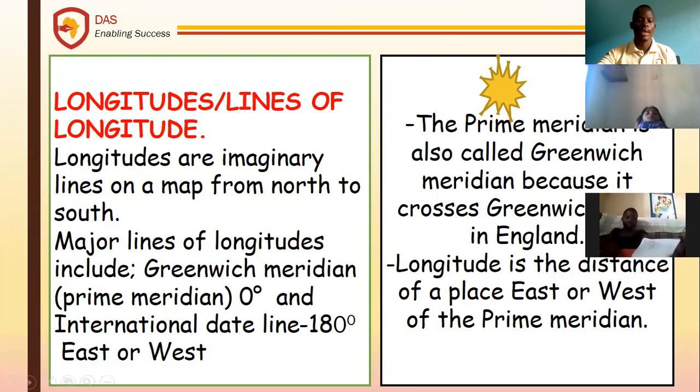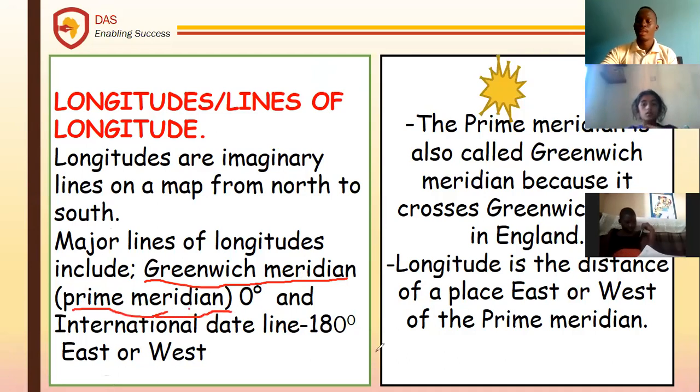Then there are many examples, up to 360 lines, but the major ones are two, okay? The major lines of longitude are here. One is called the Greenwich meridian, which can also be called the prime meridian. Are we together, my good people? The major line of longitude is called the prime meridian, which can also be called the Greenwich meridian. It is also marked 0 degrees, okay?